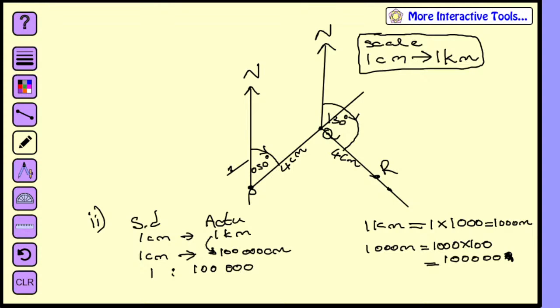Roman 3. Describe the location of P from R. Describe the location of P from R. What do you do? For that, you can draw the north.